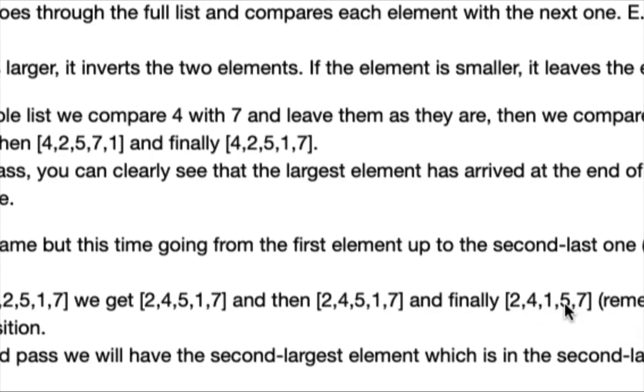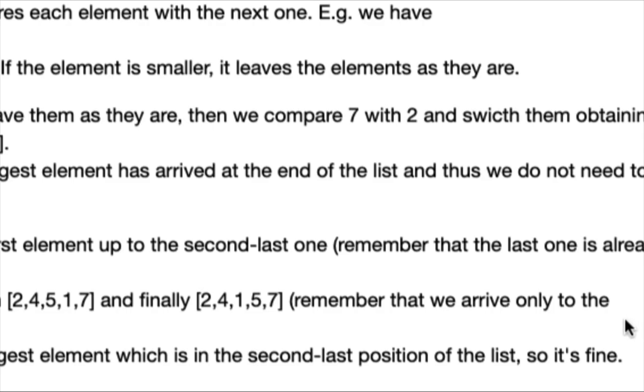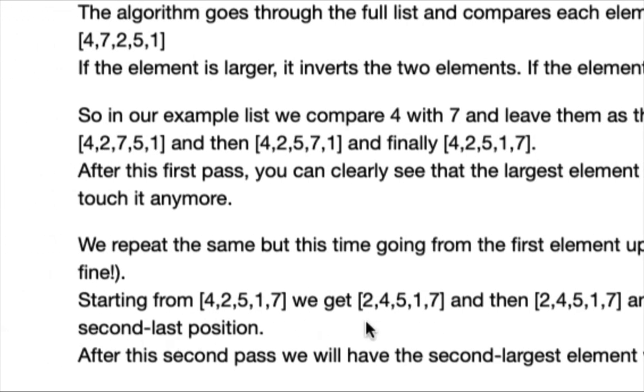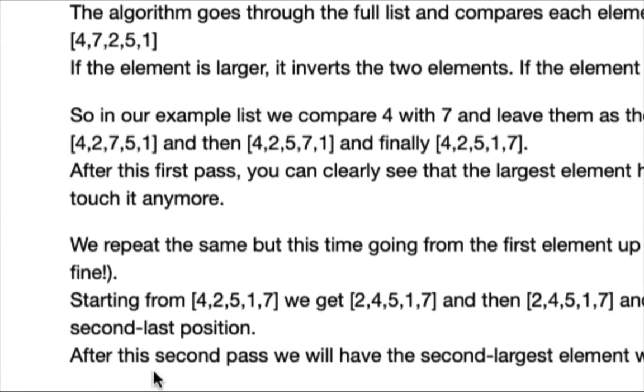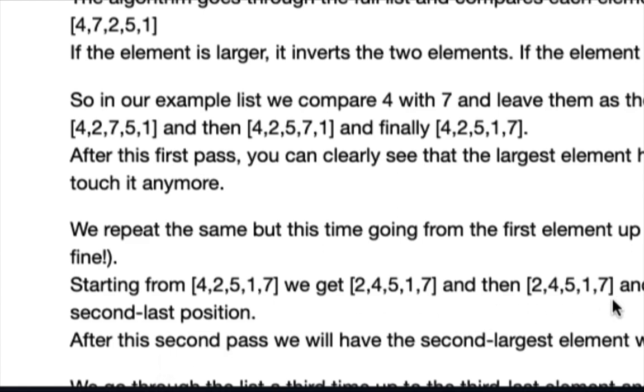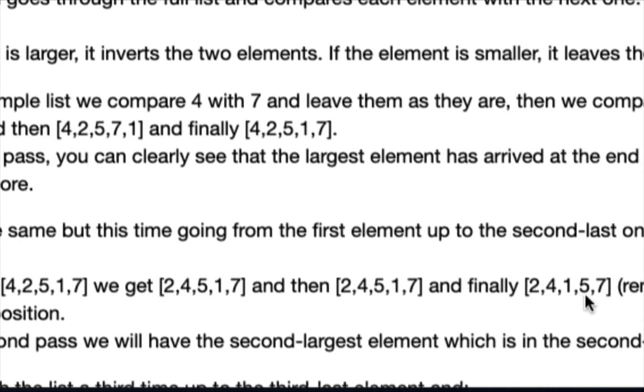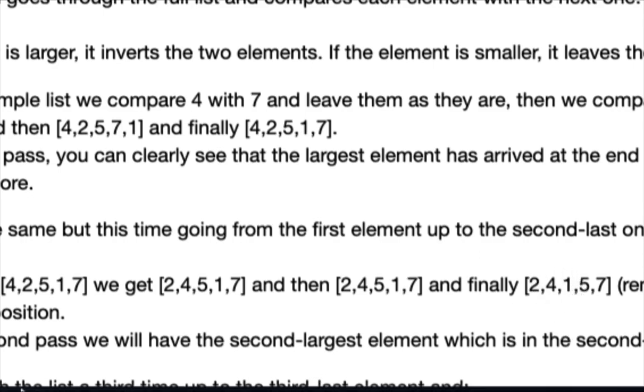Okay, and that's it. We don't compare 5 with 7. Even though we could, it's not necessary to compare them. So remember that we arrive only to the second last position. Okay, after the second pass, we have the second largest element here. Now we'll do a third pass only on these elements here. So 2, 4, 1.